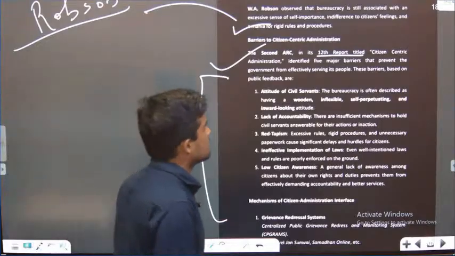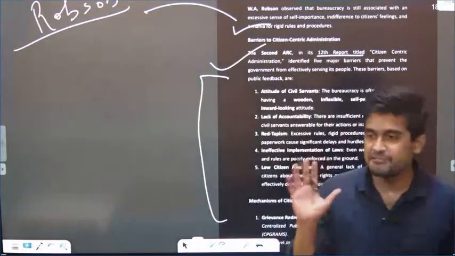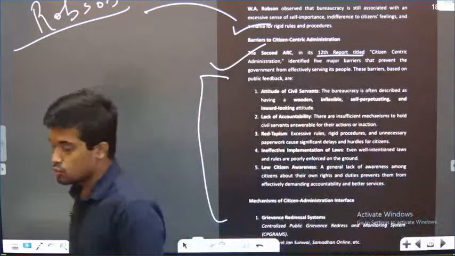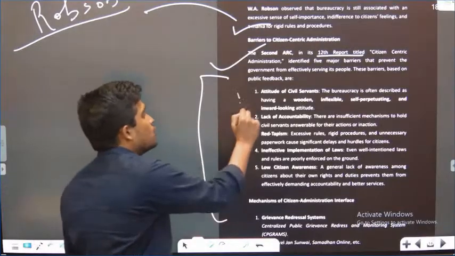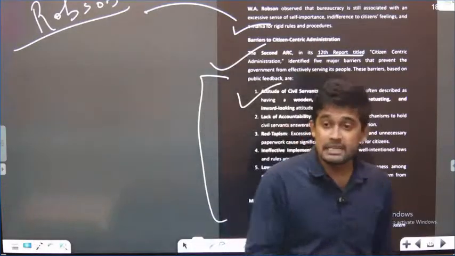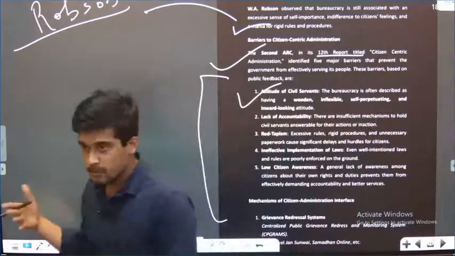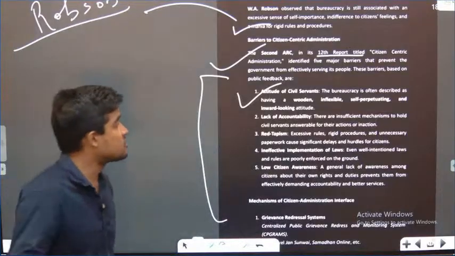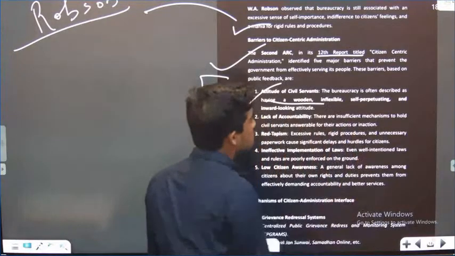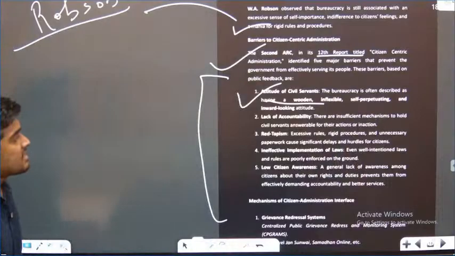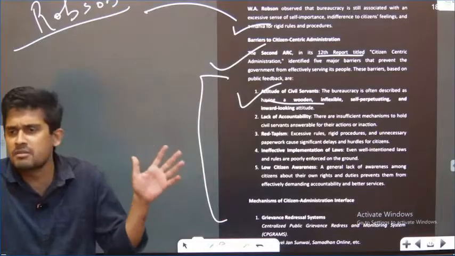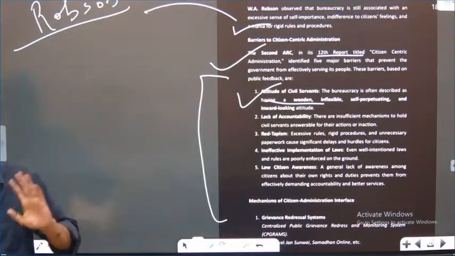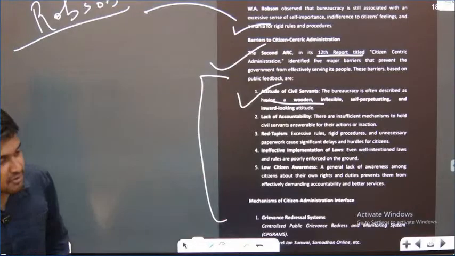So, second ARC identified 5 major barriers to citizen-centric administration. First is the attitude of civil servants. Their attitude is very high-headed. The bureaucracy is often described as having a wooden, inflexible, self-perpetuating, inward-looking attitude. Whatever is beneficial for them, whatever is a good time for them, they'll come. Whatever is a good time for them to go, they'll go.